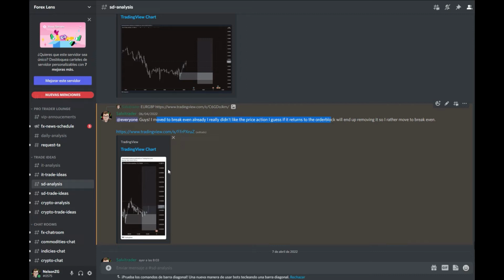The market just gave a few pips and then retraced to our entry, and that's the reason why this trade ended up at break even.